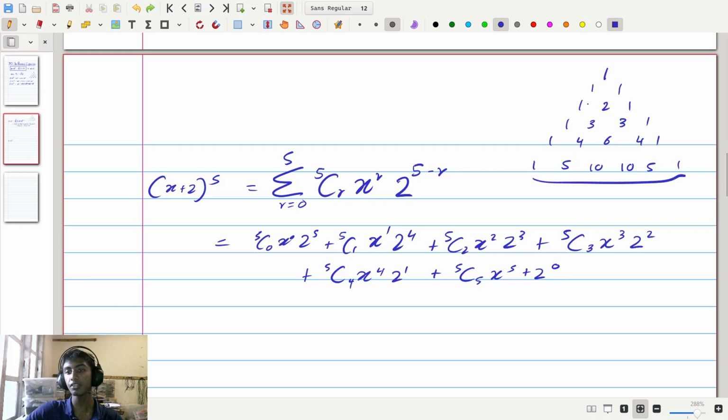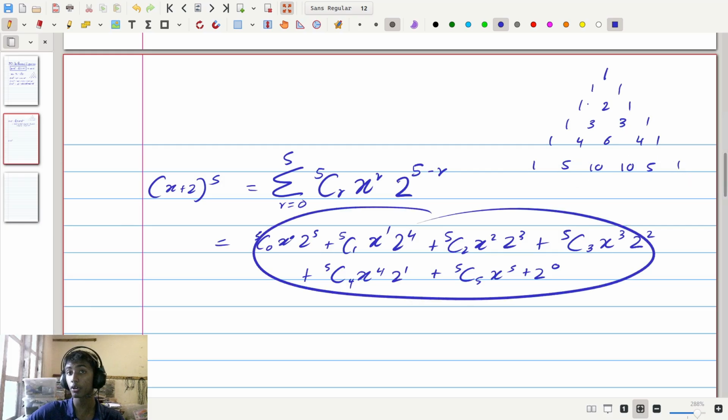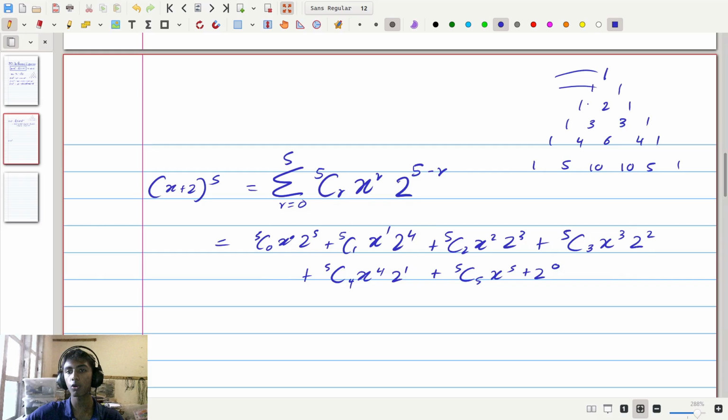We can see there are 6 total coefficients, which means it is the one corresponding to n equals 5: row 0, row 1, row 2, row 3, row 4, and row 5. So now we can see that the coefficients here are 1, 5, 10, 10, 5, and 1 for 5 choose 0, 5 choose 1, 5 choose 2, and so on.